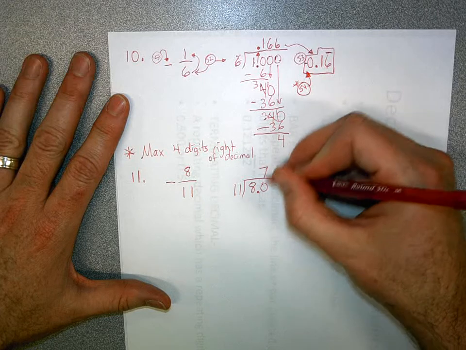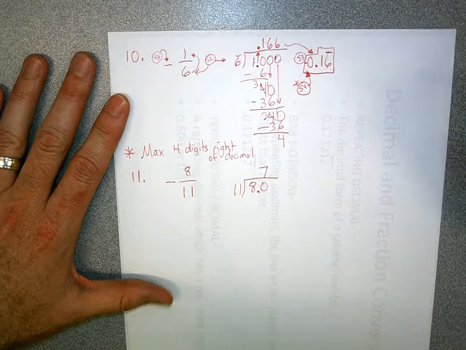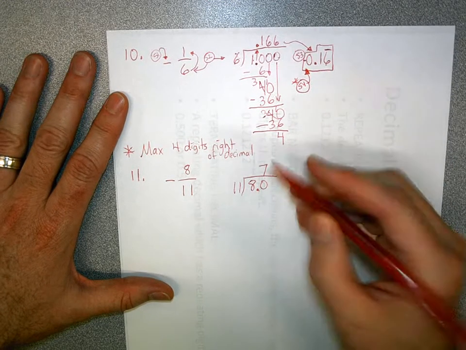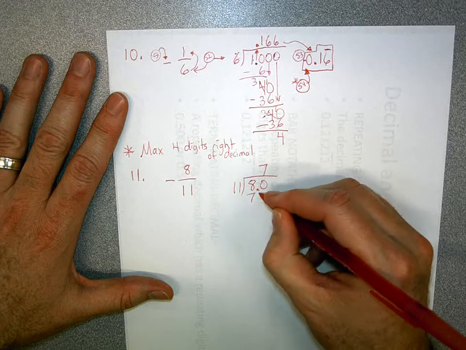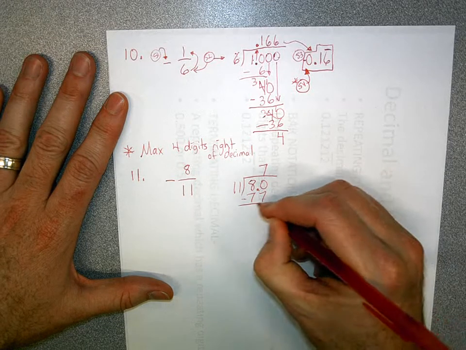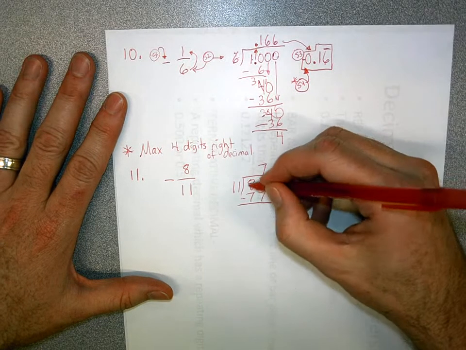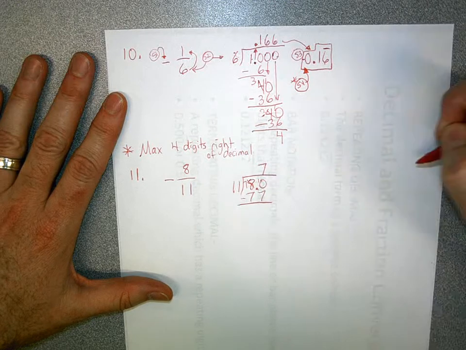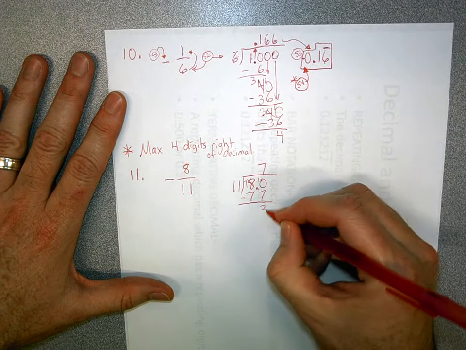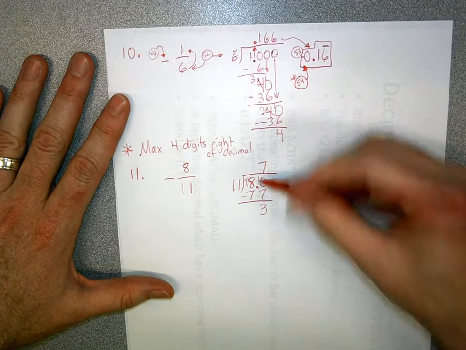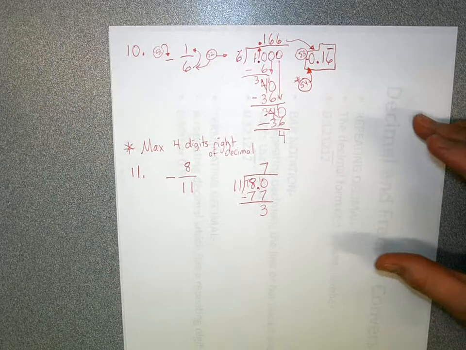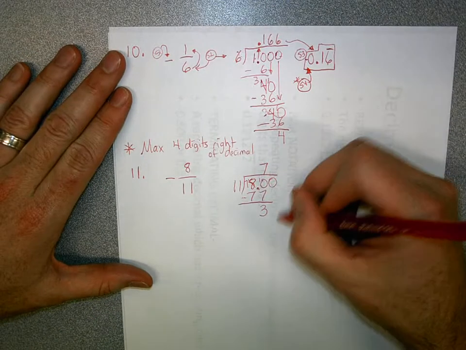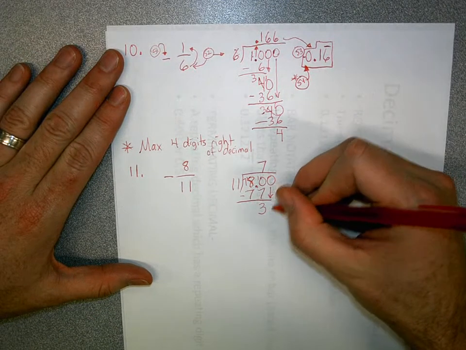I put the 7 over the 0. We didn't talk about that before, but 7 goes over the 0. 7 times 11 is 77. And then I subtract. Again, do a little borrowing if you need to. So we have 10 minus 7 is 3. Obviously, a remainder. If there's a remainder, we put a 0 and bring it down.